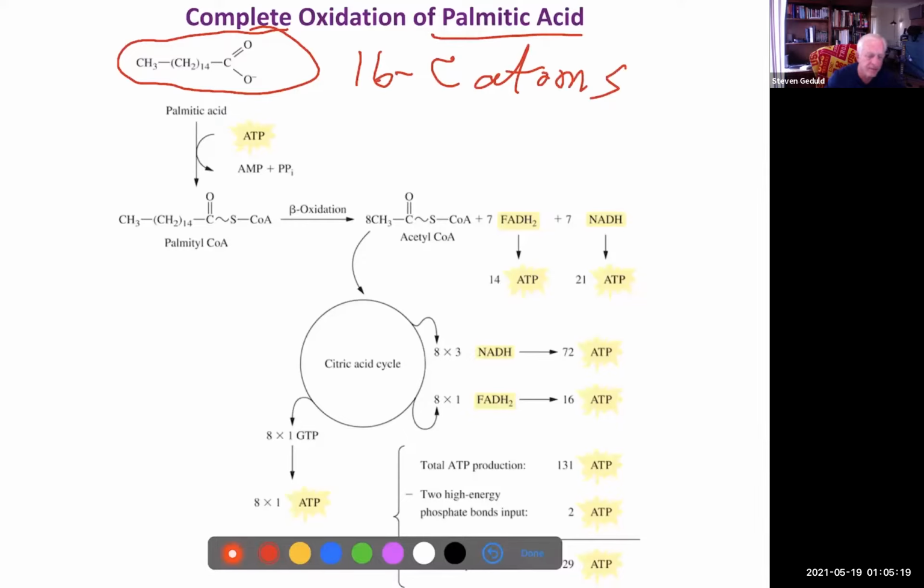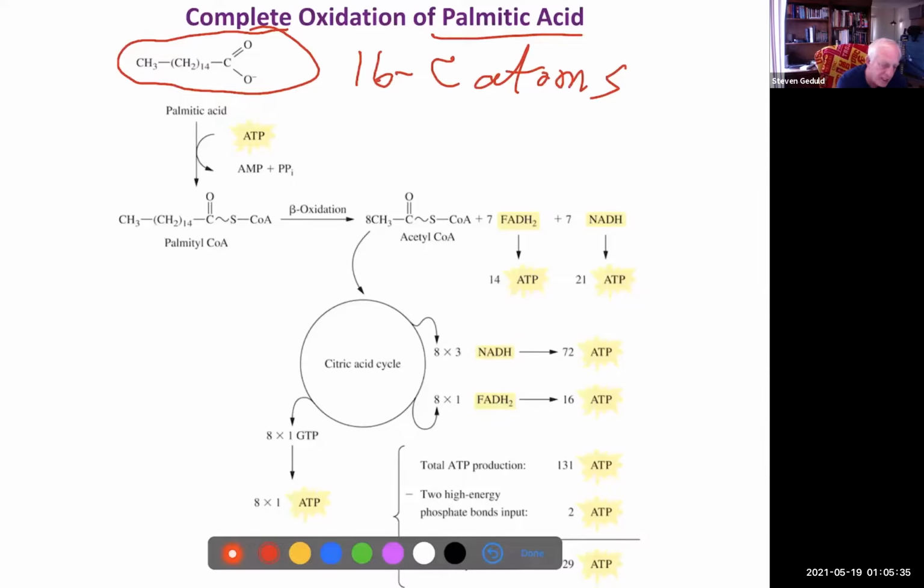Does everybody see that? Someone put a thumbs up or something. Everybody sees we have 16 carbon atoms, right? Perfect. All right. Thanks, Jessica.